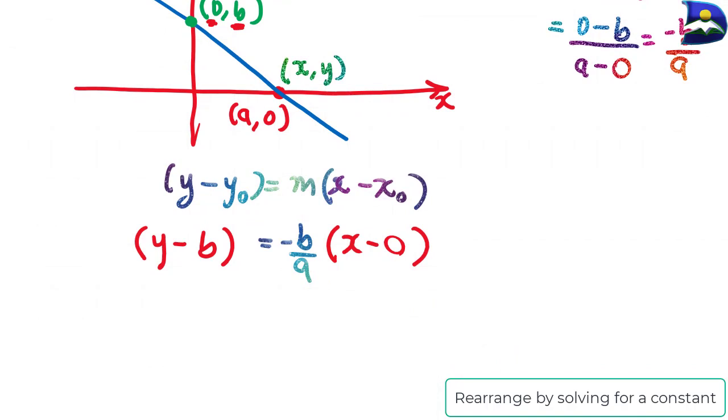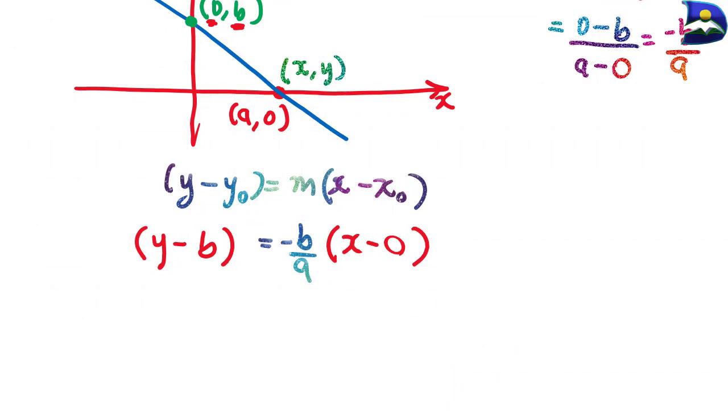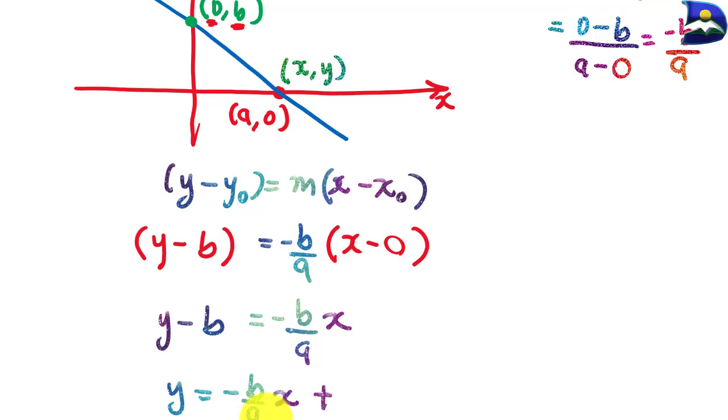First is to be able to address the one in the bracket with a 0, x minus 0, which gives you, of course, x, and therefore we have our equation, which is on the right side, negative b over a all multiplied by x. We have y minus b. Now I'll add b to both sides. Therefore, we have our y to be equal to minus b over a multiplied by x plus b.